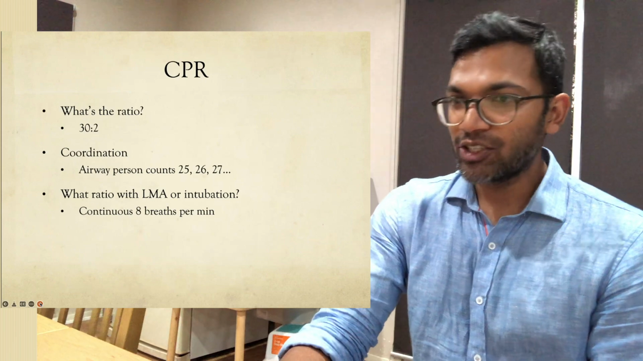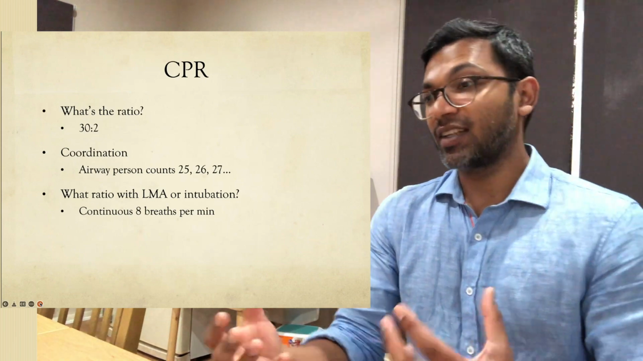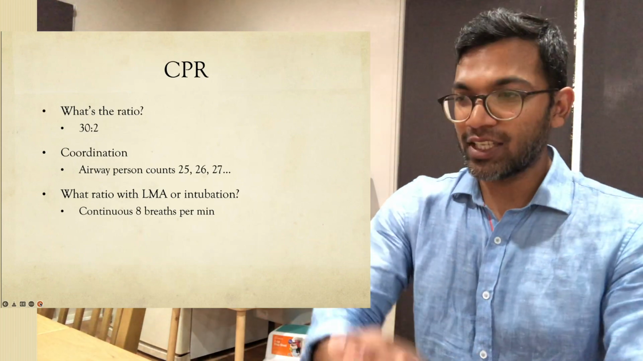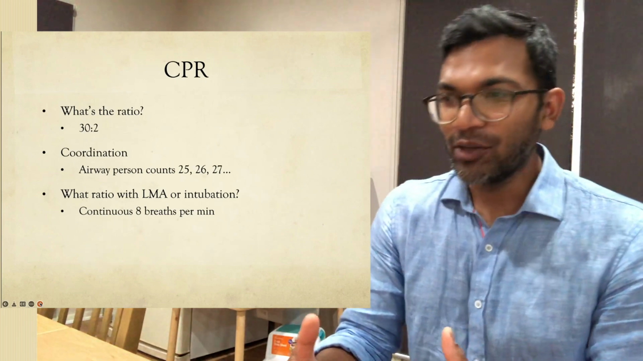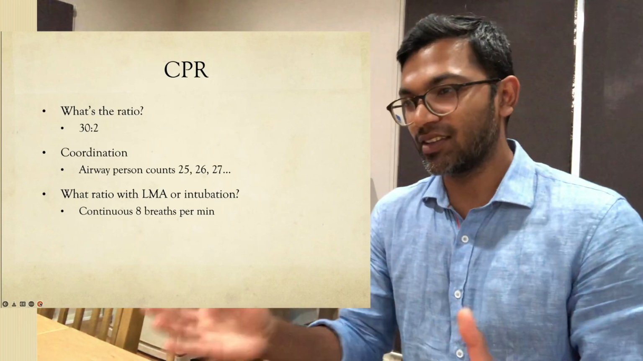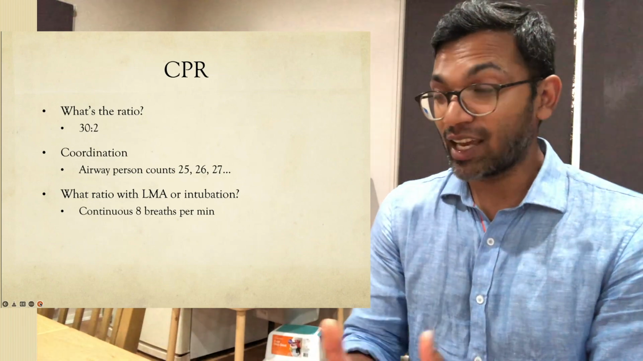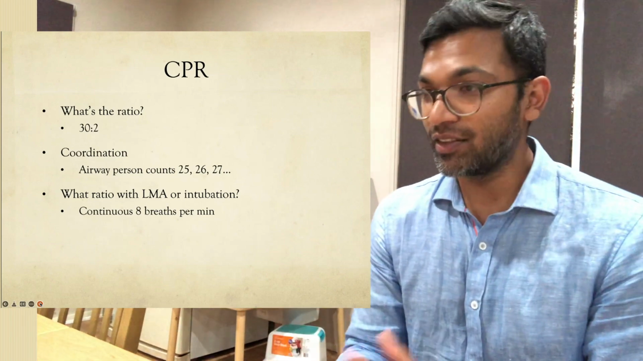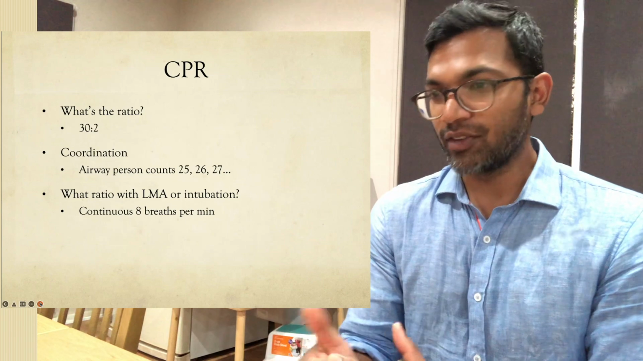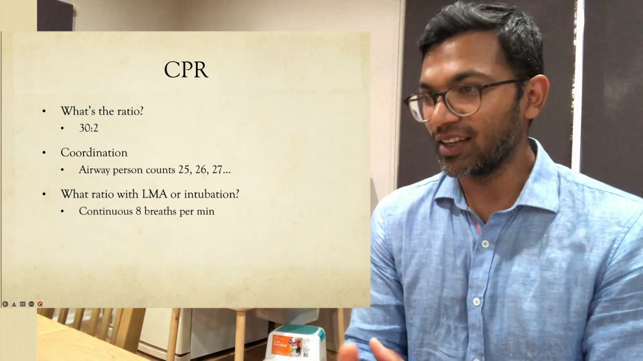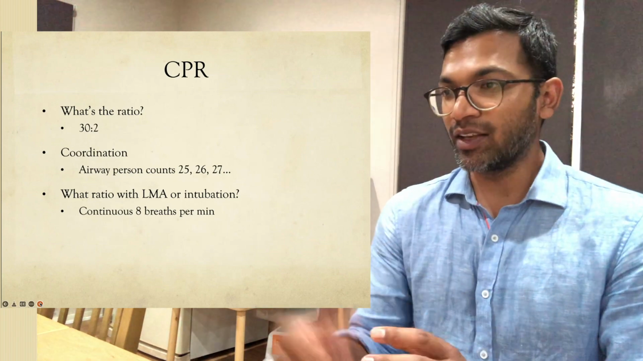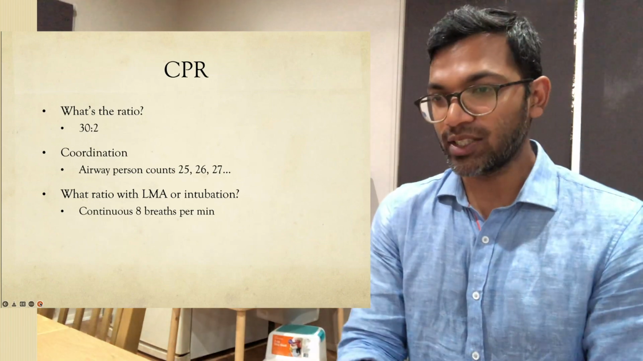So, CPR ratio 30 to 2. One of the subtleties is the coordination of it. When you're doing chest compressions, you're so tired that you want someone else to be counting. You don't want to count to 30. You want the airway person to count, and you just say, hey, do you mind counting the last 5: 25, 26, 27, 28, 29, 30, and then you know to get them to ventilate and or change rescuer.